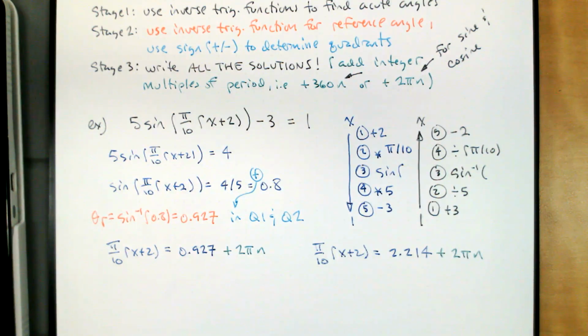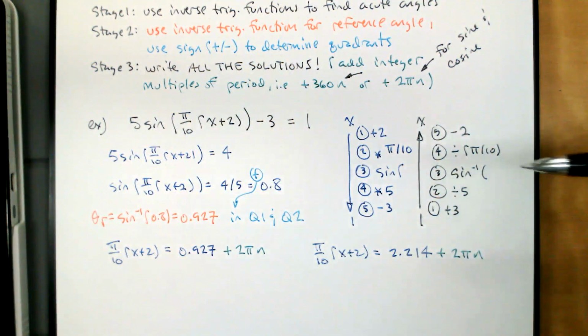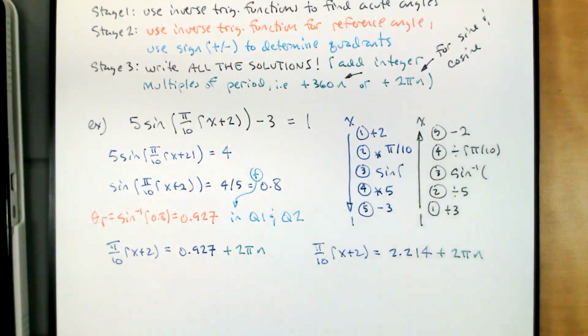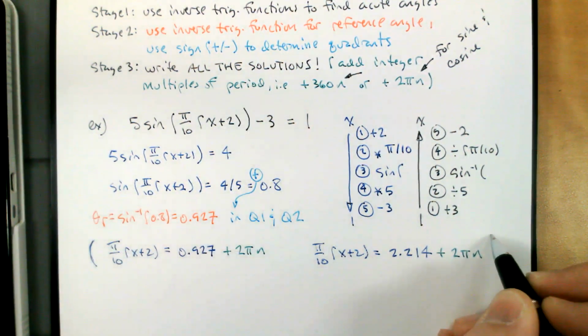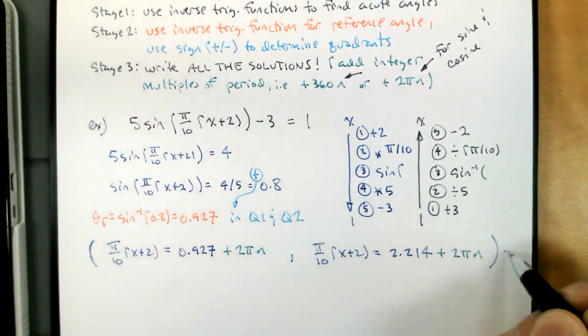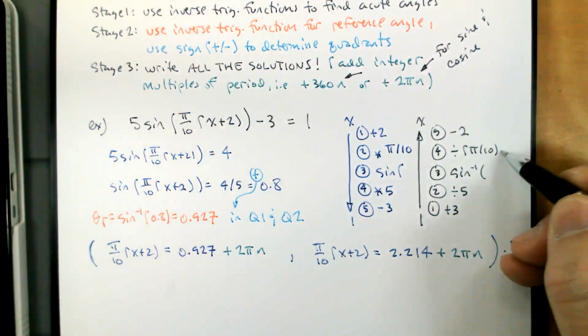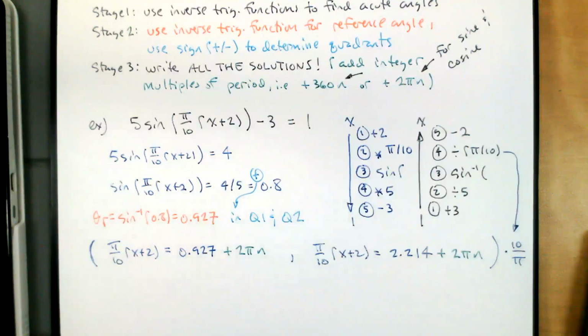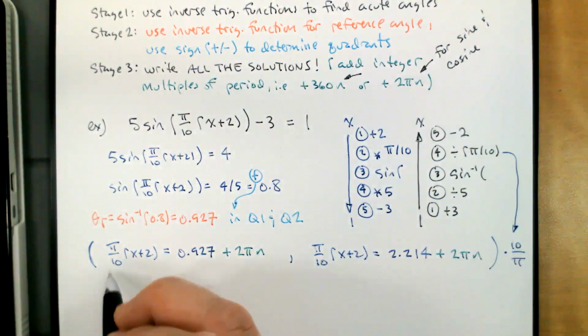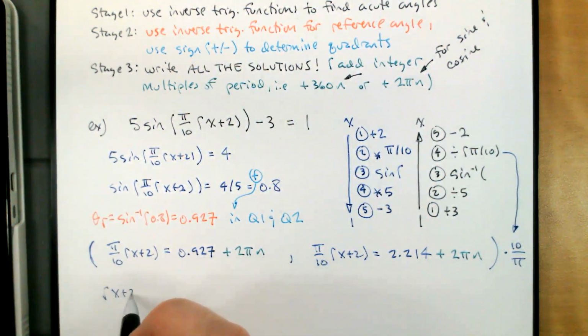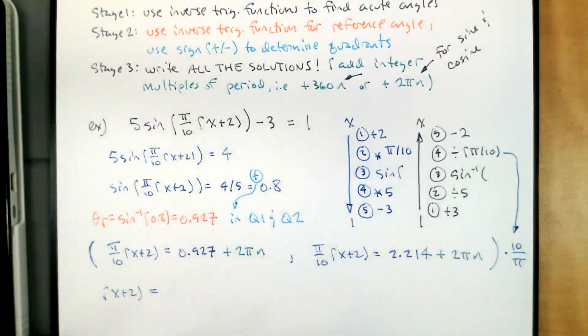Next step, now that we've done the sine inverse, all of that was just to do the sine inverse part. Next up, we need to divide by pi over 10, which is the same as multiplying by 10 over pi. I'm just going to distribute this 10 over pi all the way through. That'll cancel out the 10 over pi, the pi over 10, and just leave an x plus 2, 0.927.